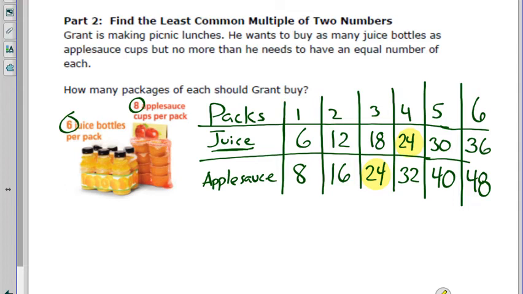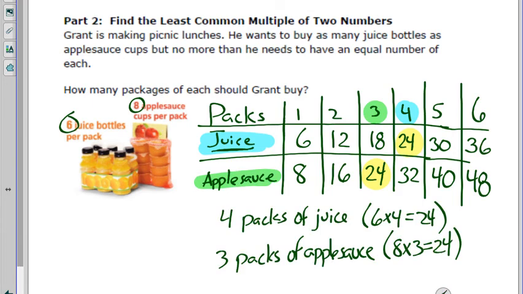So if I plan on getting 24 applesauce juice combos, that means I would have to buy 4 packs of juice and 3 packs of applesauce. Those both would give me the 24 I need. And so there you go, 4 packs of juice, 3 packs of applesauce.